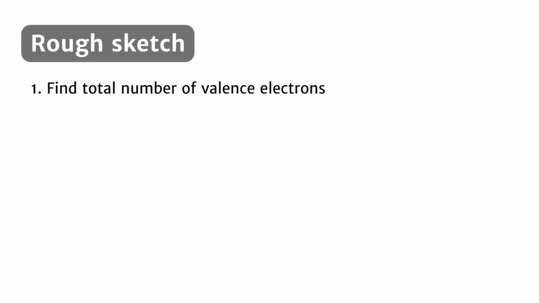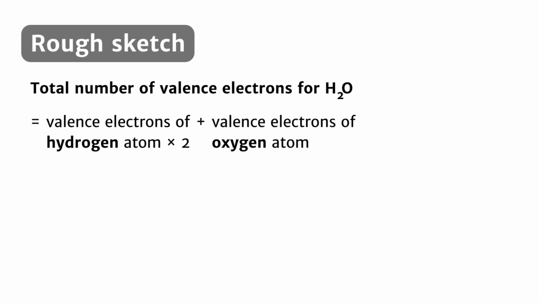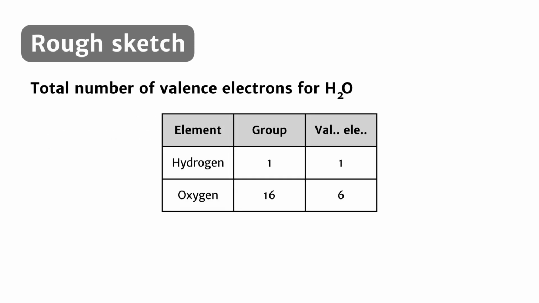To draw the rough sketch of the structure, calculate the total valence electrons first, and then identify the central atom. The total valence electrons in H2O are determined by adding up the valence electrons of each atom. In H2O, there are 2 hydrogen atoms, each belonging to group 1 and contributing 1 valence electron. Additionally, oxygen, a group 16 element, contributes 6 valence electrons.